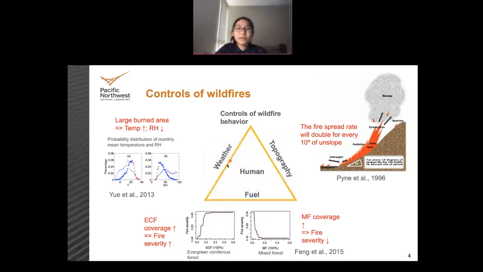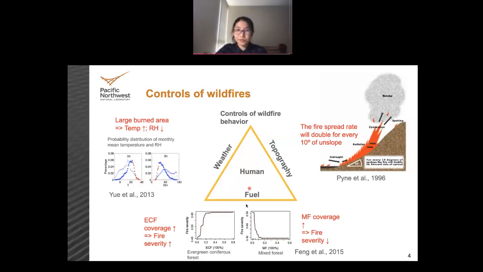Here I have an example from a paper in 2013 that shows the probability distribution of temperature and RH. Considering all the grids in the Western US, under normal conditions you see the blue distribution over here, versus when a fire occurs with fire size larger than 10 hectares, you see the red distribution over here. When the fire occurs, there's a higher temperature and also a lower RH.